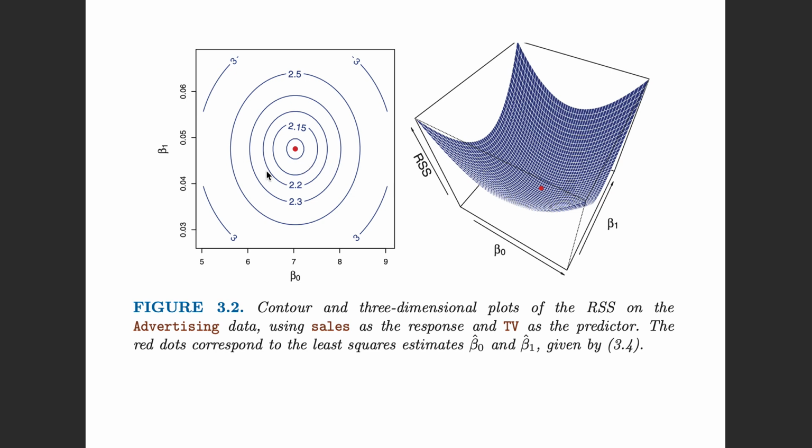Here you see the contours. Each of these contours represents combinations of beta 0 and beta 1 for which the residual sum of squares is constant. And as we get further away from this red point, you see the contour values increase, so the mean residual sum of squares goes from 2.15 to 2.2 to 2.3 to 3.